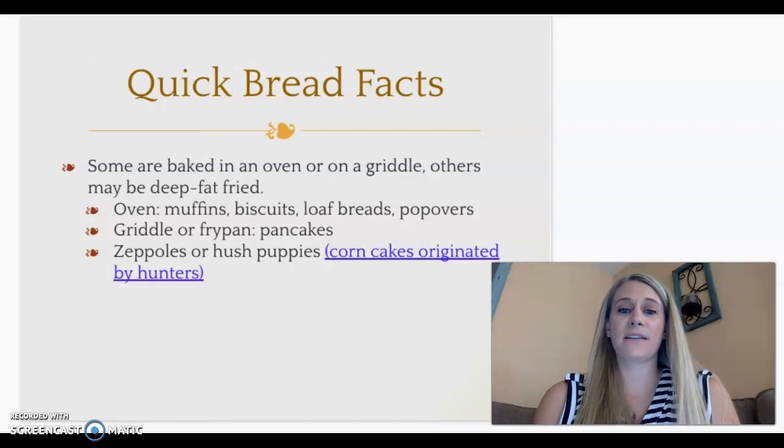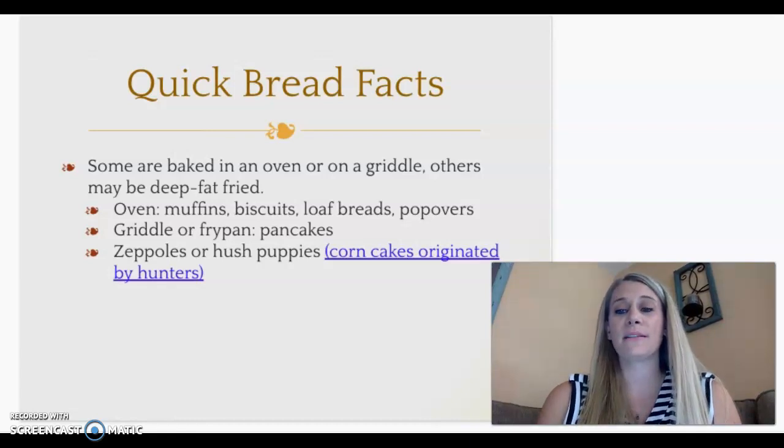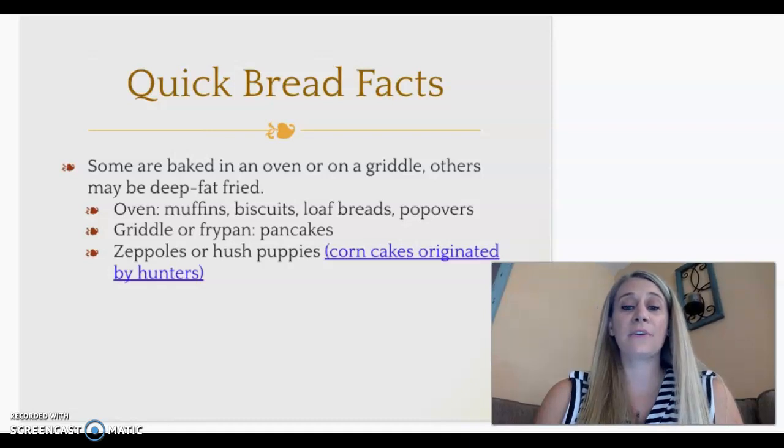Here are some facts. Some are baked in an oven or on a griddle, while others may be deep fat fried. So in the oven, we would cook our muffins, biscuits, loaf breads, and popovers. On a griddle or frying pan would be your pancakes. Your waffles need to get cooked in a specific device called a waffle iron.